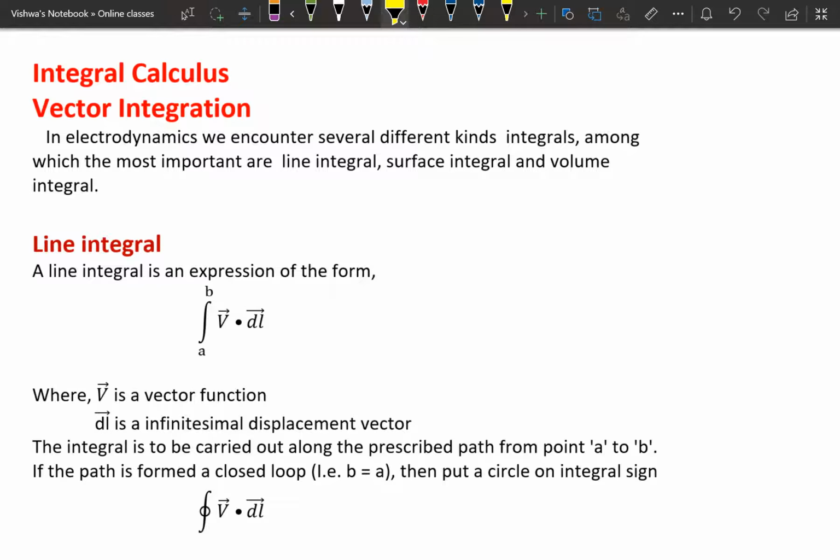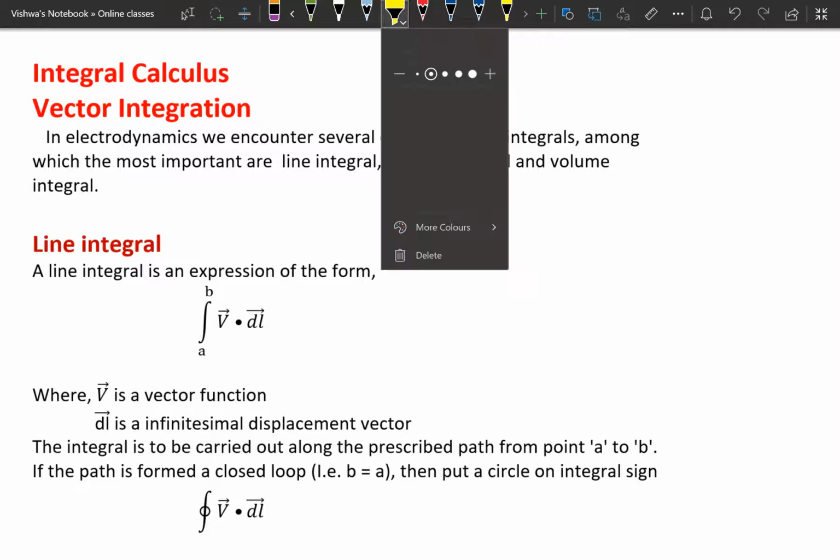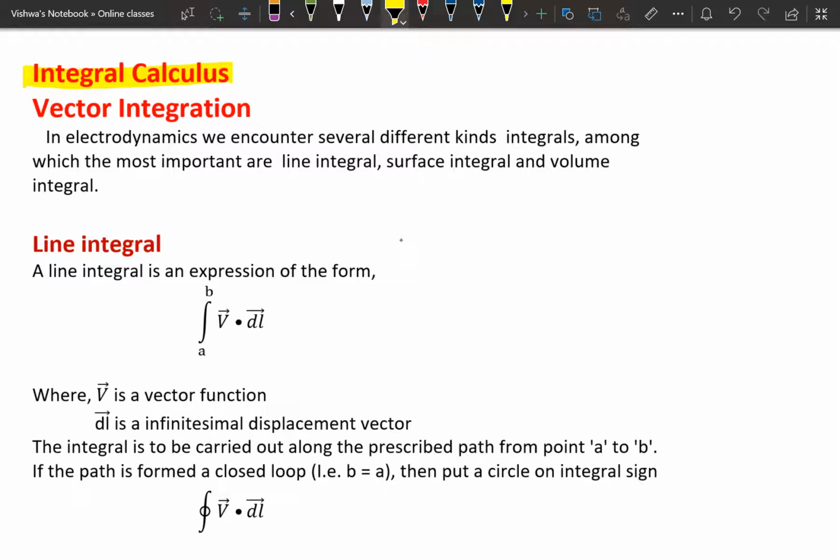In the previous video, we studied divergence and curl of a vector field. Now in this video, we are going to discuss integral calculus using vectors, which we call vector integrations.